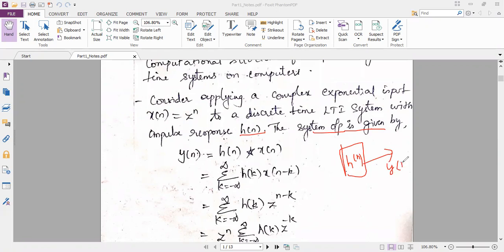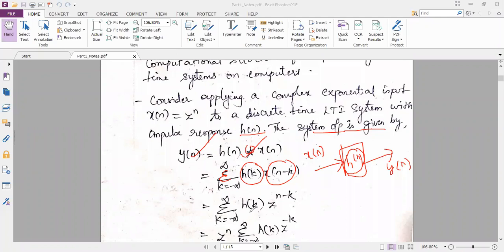So y of n is nothing but the convolution of the input, input is x of n, convolution of input with h of n. So y of n is equal to h of n convolution with x of n. See, out of these two signals, any signal we can keep constant, the other signal we can write in shifted version. So I will keep h of n as h of k, x of n as x of n minus k. So if you remove this convolution, it becomes summation of h of k, x of n minus k.